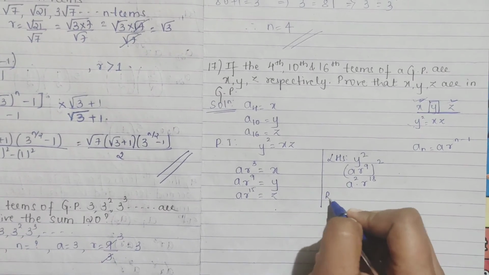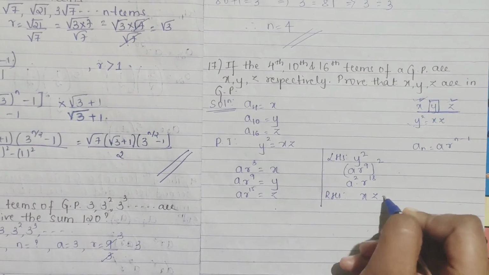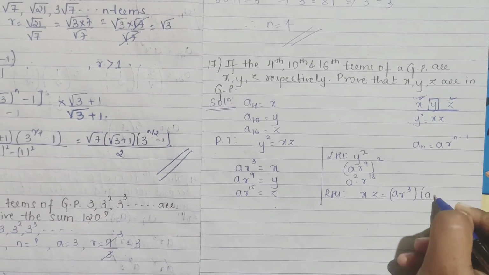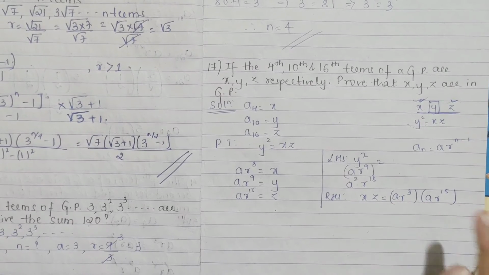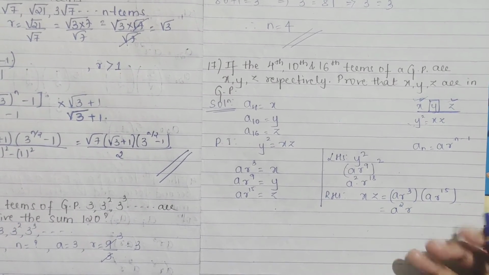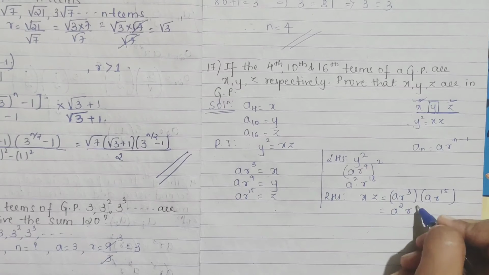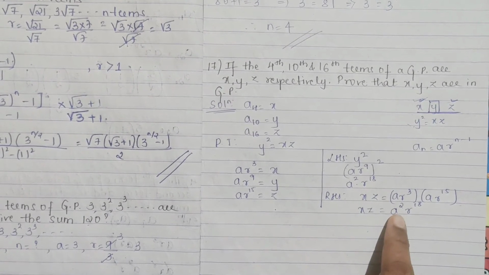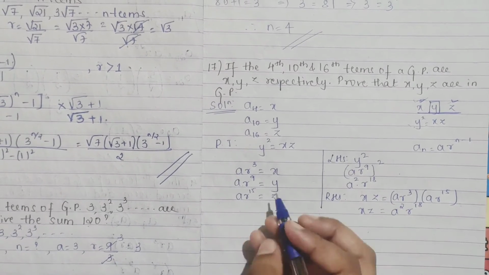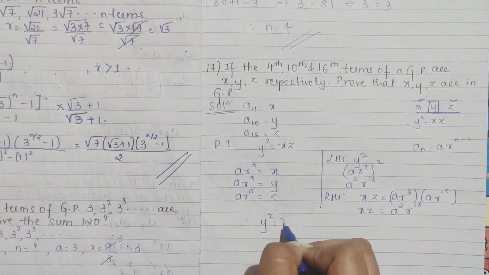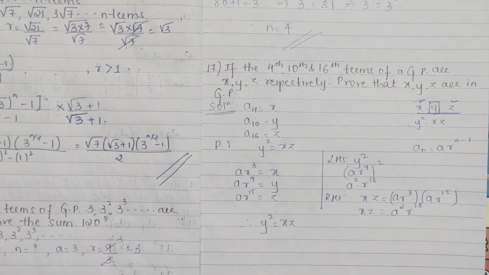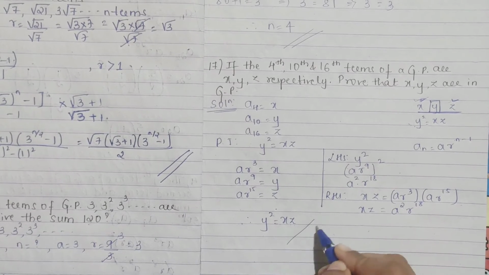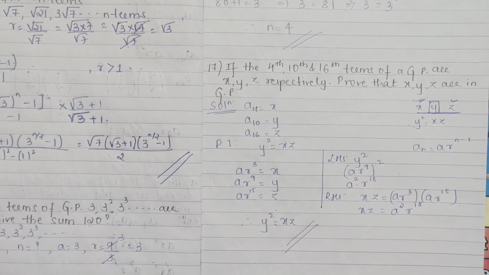Again, RHS also we will consider and see, that is x into z. x is what? AR cube into AR raised to 15. See, A into A is A square. R base is same, 3 plus 15 is 18. So basically you can see your y square and your xz value you are getting same. So therefore your y square is equal to xz. This means these three terms are in GP if y square is equal to xz. I hope this much is clear for you all.